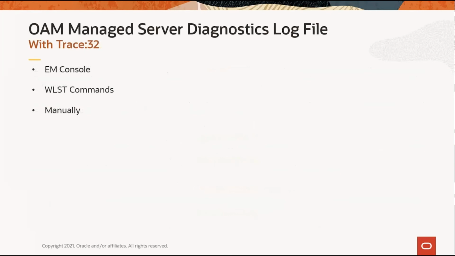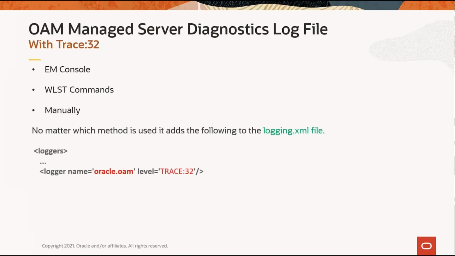As stated earlier, there are three methods in which we can turn on trace for the OAM server. They are with the GUI tool for the EM console, with the command line tool, WebLogic Scripting Tool, or by manually updating the logging configuration file. We use the OAM server only Oracle.OAM logger and TRACE:32 level. No matter which method is used to turn on logging and tracing, it adds the following to the logging.xml.